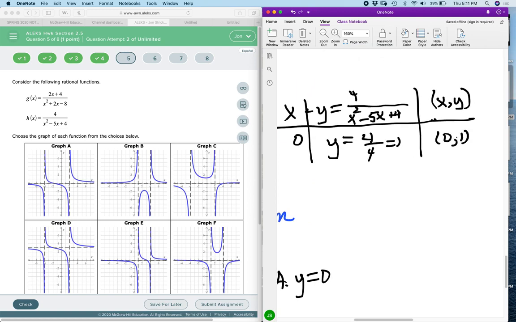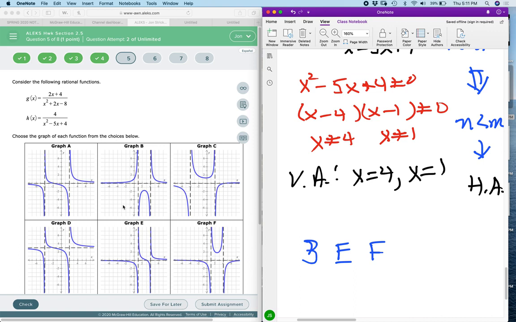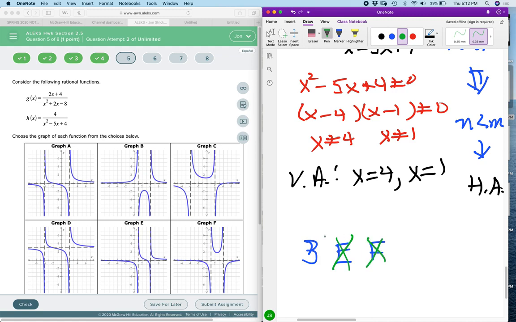Okay, so we were down to graphs B, E, and F. Where we have 0, 1, that's going to be with graph B, whereas in the case of graph E and graph F, those will be negative terms. So E and F are going to go out. So the choice is going to be graph B.